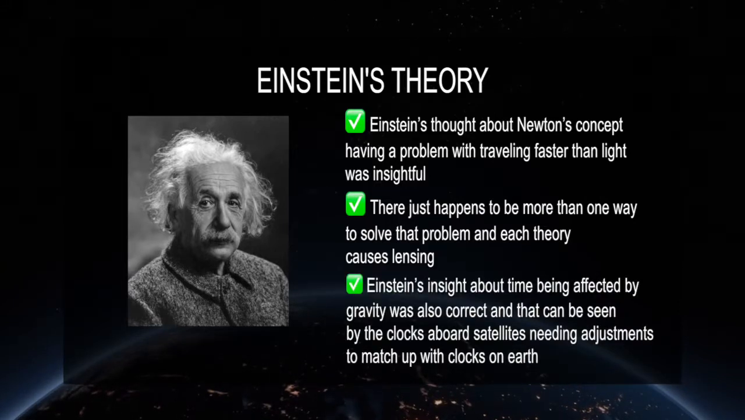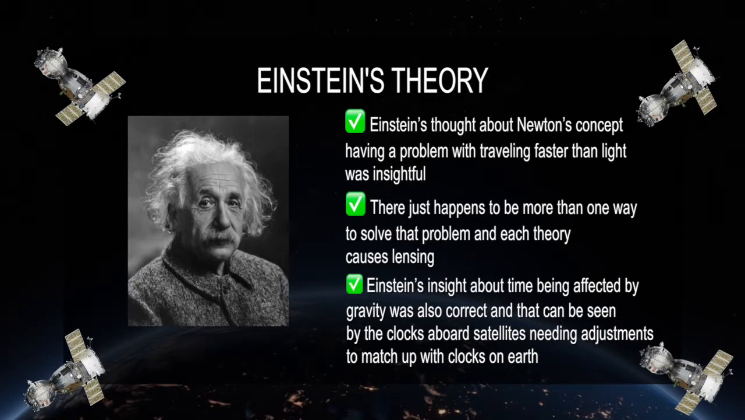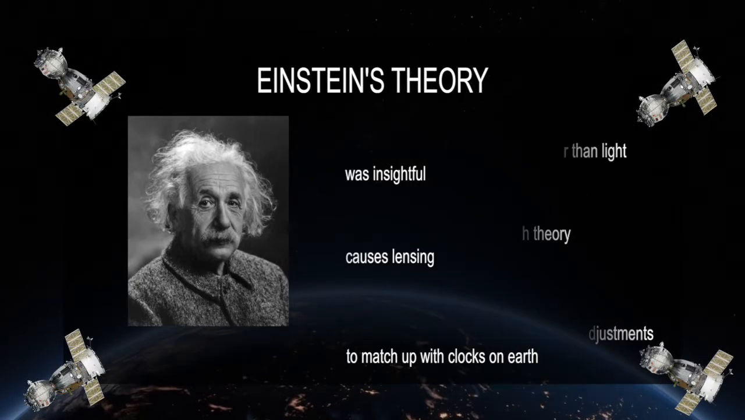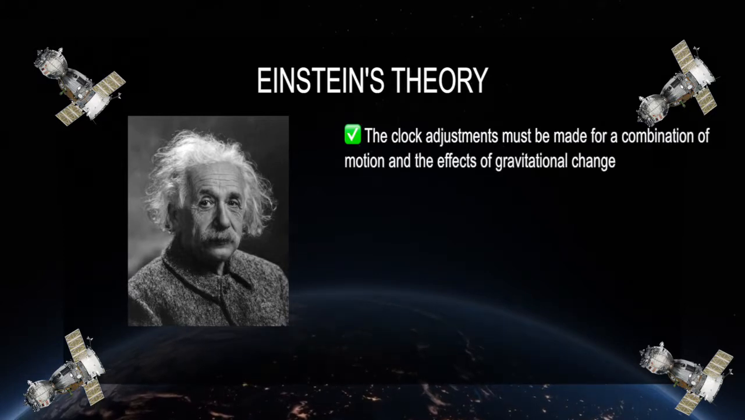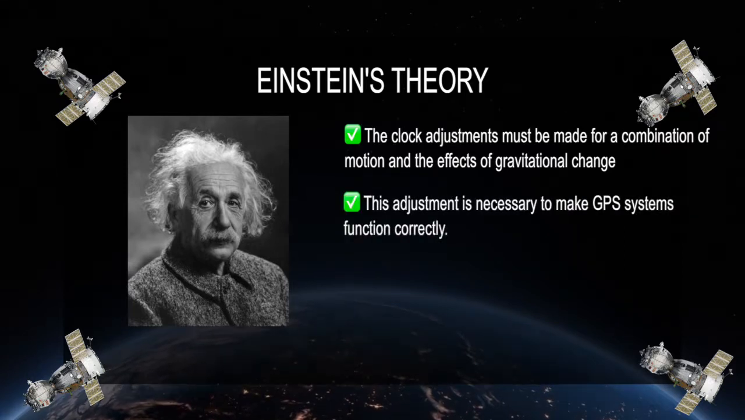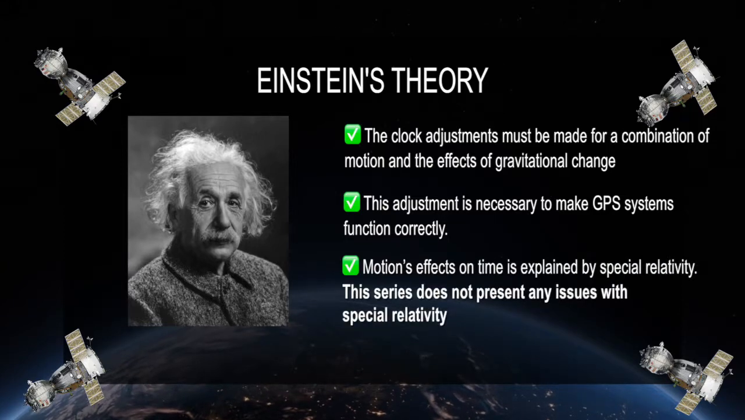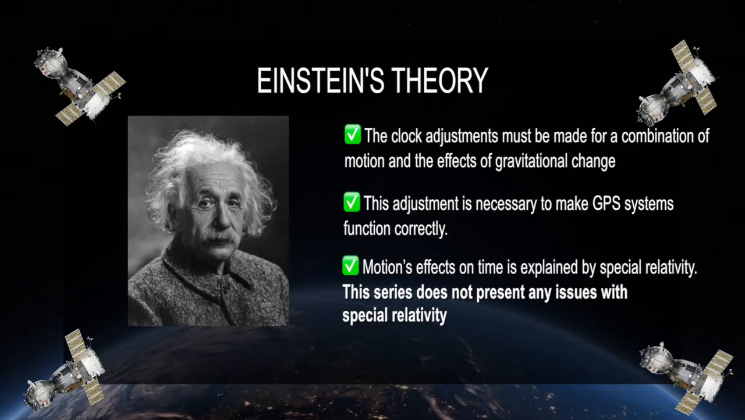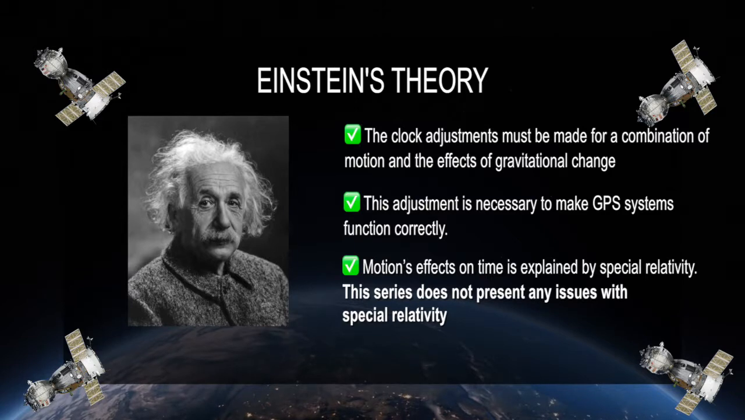Einstein's insight about time being affected by gravity was also correct, and that can be seen by the clocks aboard satellites needing adjustments to match up with clocks on Earth. The clock adjustments must be made for a combination of motion and the effects of gravitational change. This adjustment is necessary to make GPS systems function correctly. Motion's effects on time is explained by special relativity, and this series does not present any issues with special relativity.